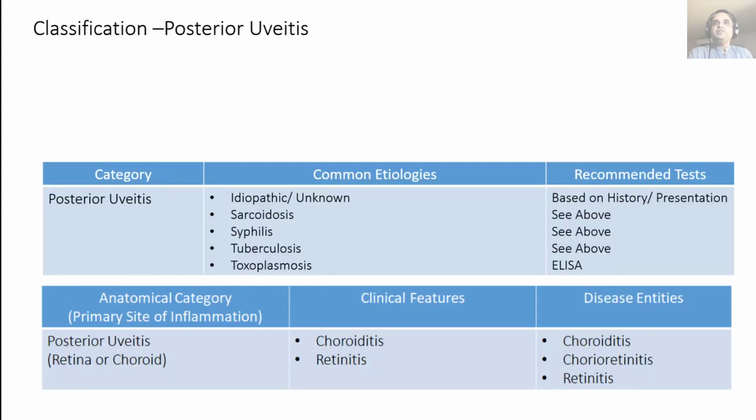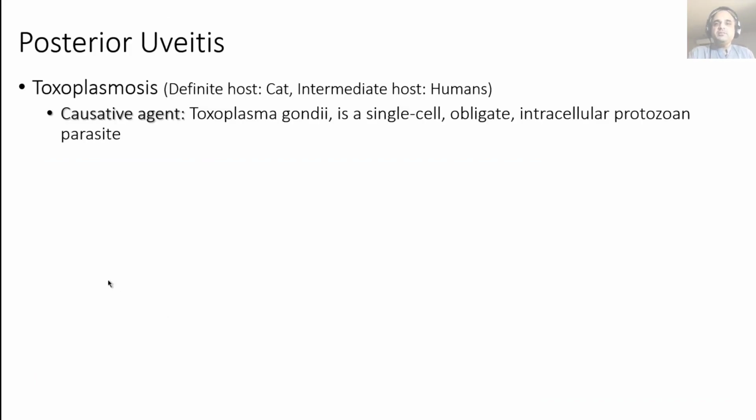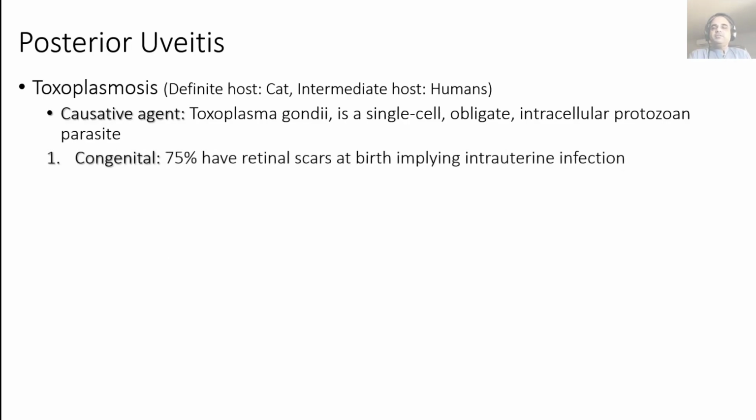Let's just talk a bit about posterior uveitis. And posterior uveitis, again, we have talked about most of these causes. Toxoplasmosis is something we haven't talked about yet. So toxoplasmosis is basically a parasite, and the definitive host is a cat, and the intermediate host is a human. The causative agent is Toxoplasma gondii. It's an obligate intracellular protozoan parasite.